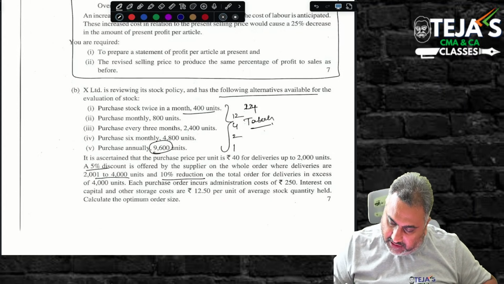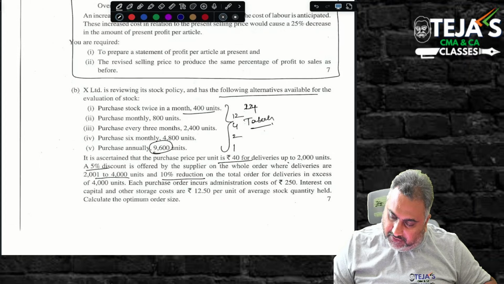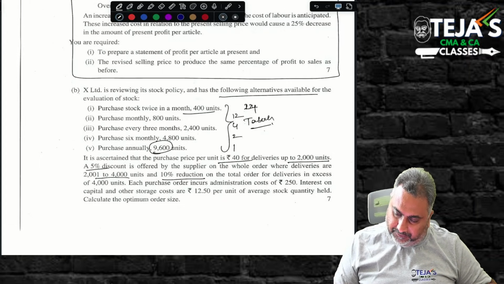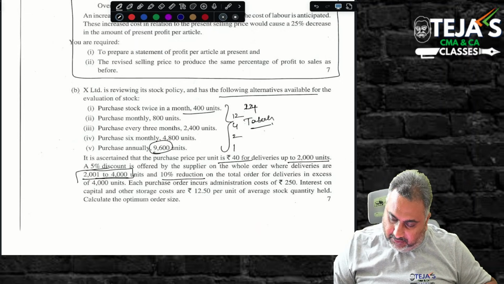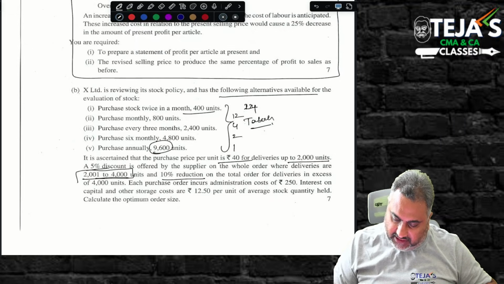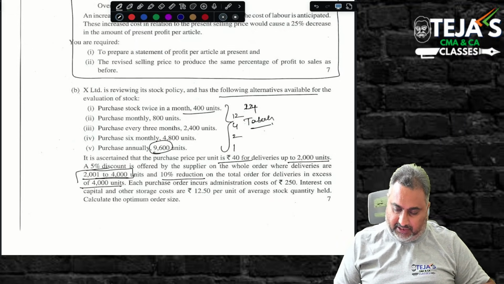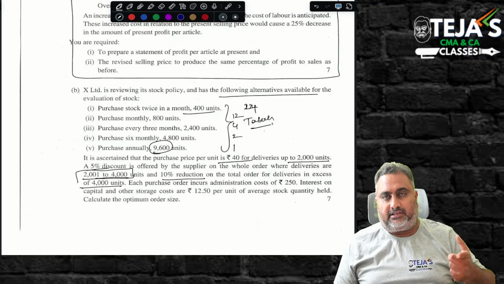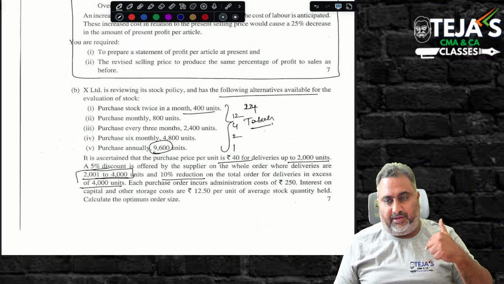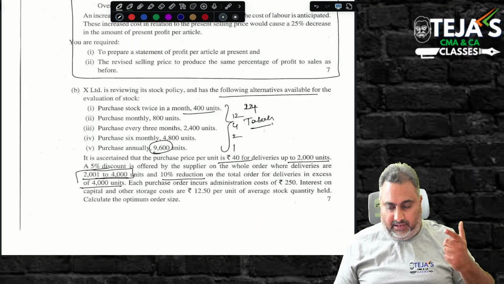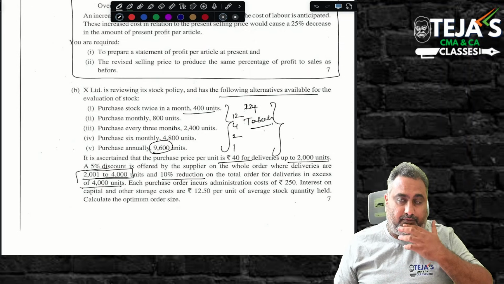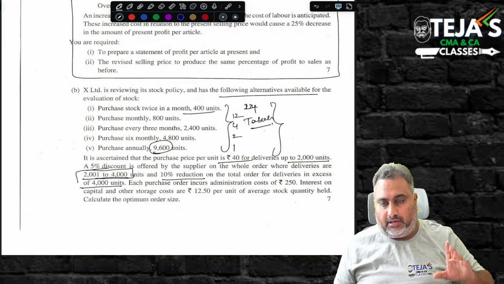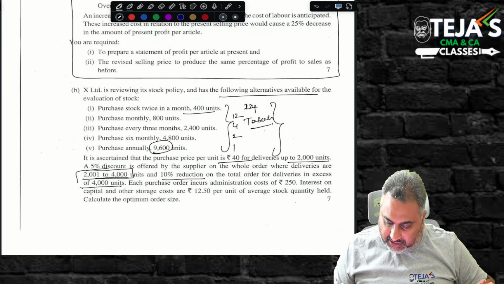Clearly what they mentioned, purchase price per unit given. So delivery up to 2000 units, no discount. 5% discount offered by the supplier when the delivery is 2000 to 4000 units, and 10% reduction in the total order for deliveries in excess of 4000 units, they are giving discount. Now whenever discount is coming into the picture, you can't find your economic order quantity by using the formula. Then you are supposed to go with what? Tabular method. So in these situations you need to find out your total cost. Where your total cost is minimum, that is the most economic purchase quantity.